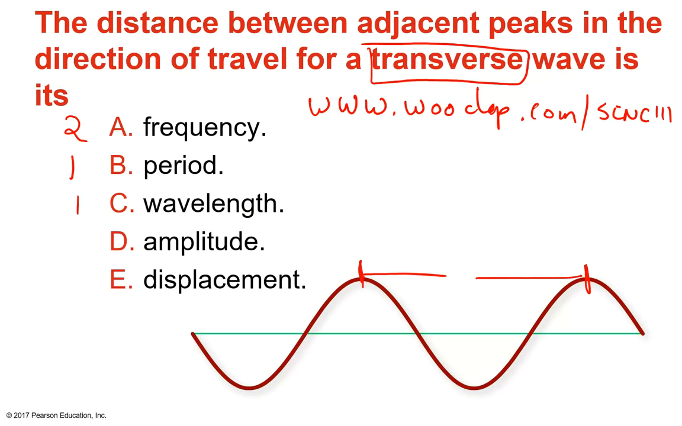Okay, so the wavelength is the distance that it travels before it repeats. It's the distance it travels in one period, but period is time. Period is the time to repeat. That is a true statement. Wavelength is the distance to repeat.